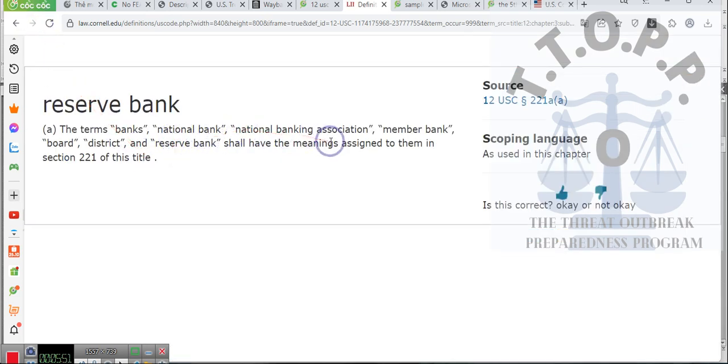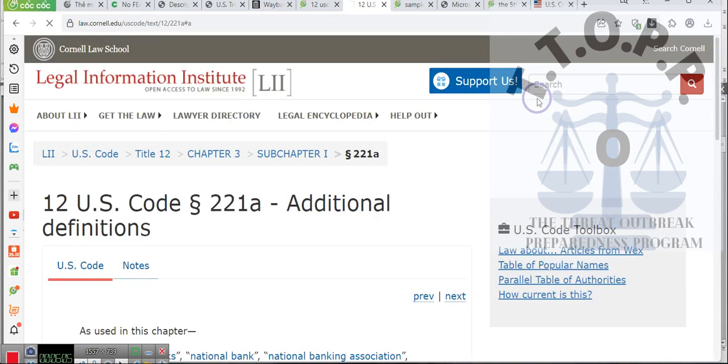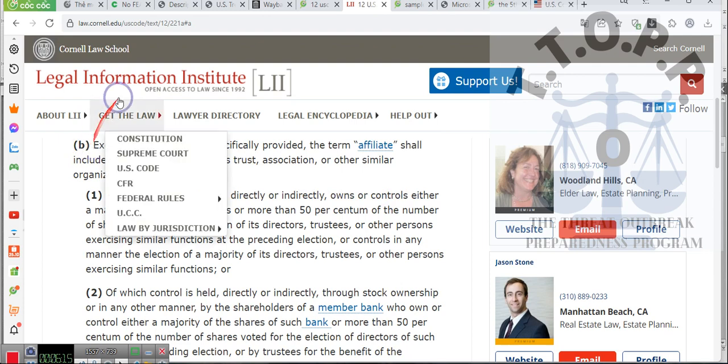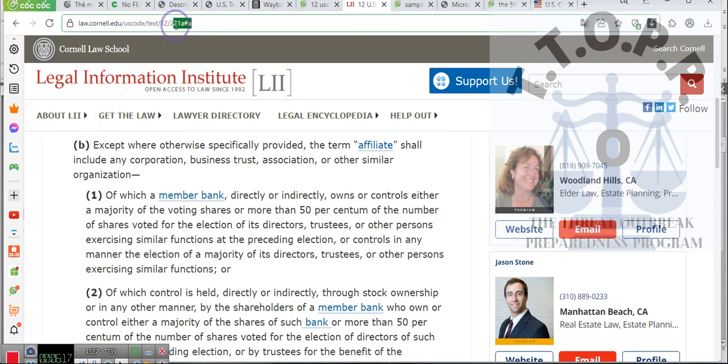National Bank, National Banking Association, Member Bank, Board, District, or Reserve Bank shall have the meaning as assigned to them in Section 221. But you notice they did not give us a hyperlink for Section 221. They gave us a hyperlink for Section 21A. But look, I want you to take a look. You see how they start off at B? Wait, hold on. They started us off at B. Hold on, watch this.